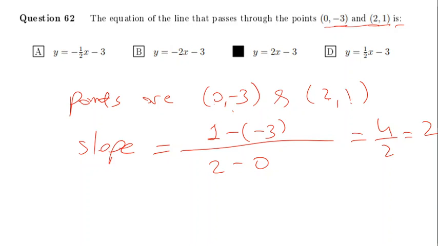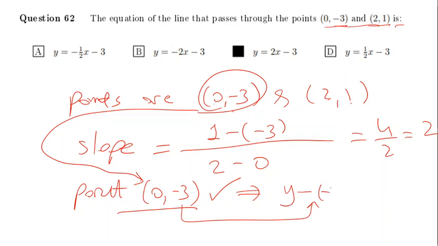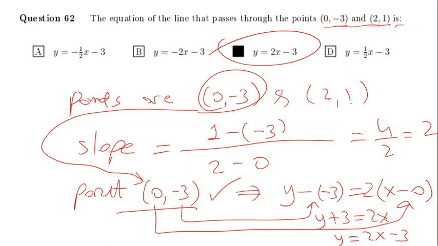Then you can use a point here. I will take this point here. If there's 0 in one of the components, it's okay. You can take it because 0 will make our work easier. So y minus -3 equals 2 times x minus 0. So this will be y plus 3 is equal to 2x, and this will be y equal to 2x minus 3. So this is the answer.